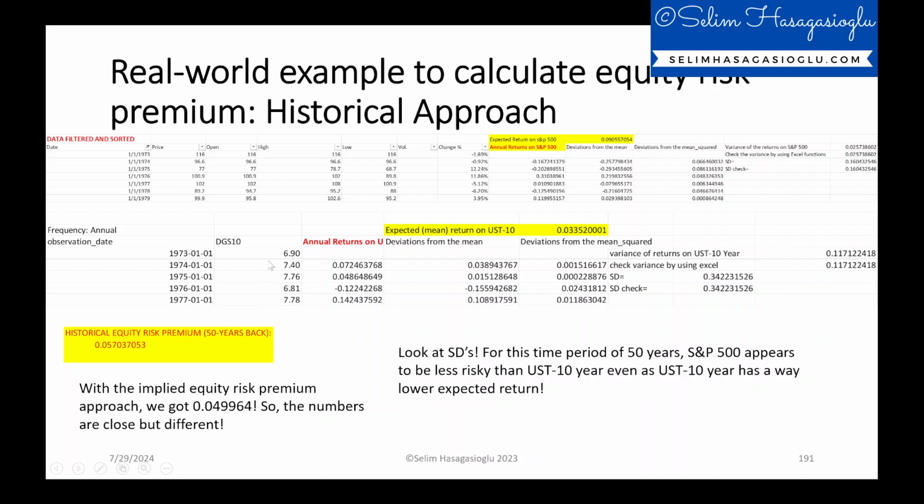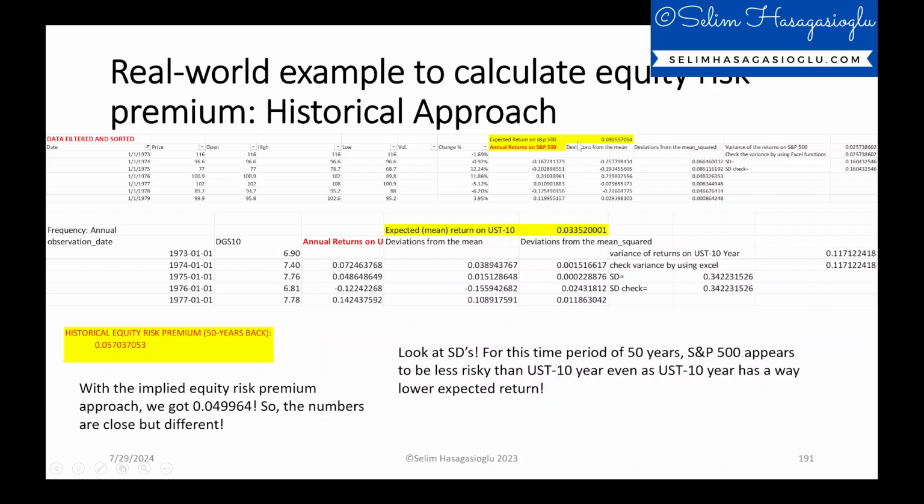And do the same for the yields on the 10-year US Treasury. Calculate the annual returns and calculate the expected mean return on the 10-year US Treasury, and deviations from the mean again. These are annual returns minus this average return. This will be the deviations from the mean for each of the observation points, and then we are just taking the square of these values to calculate variance and standard deviation.